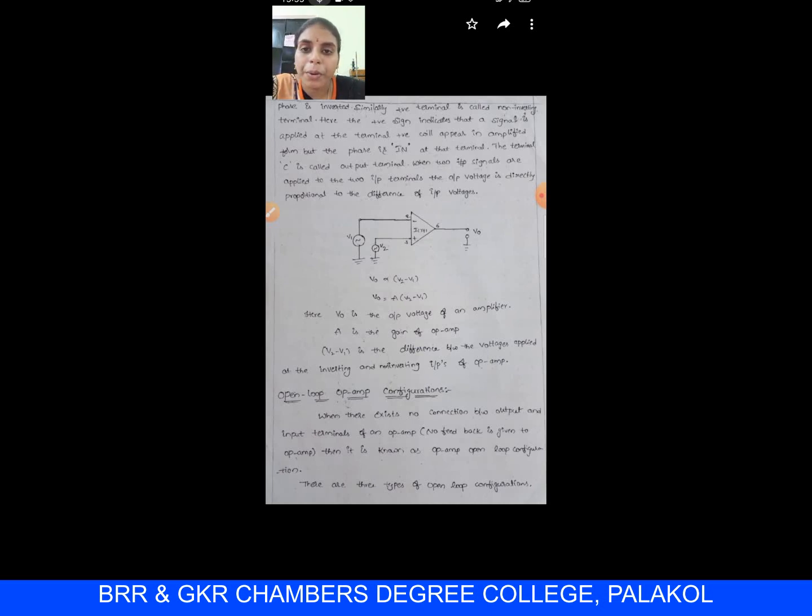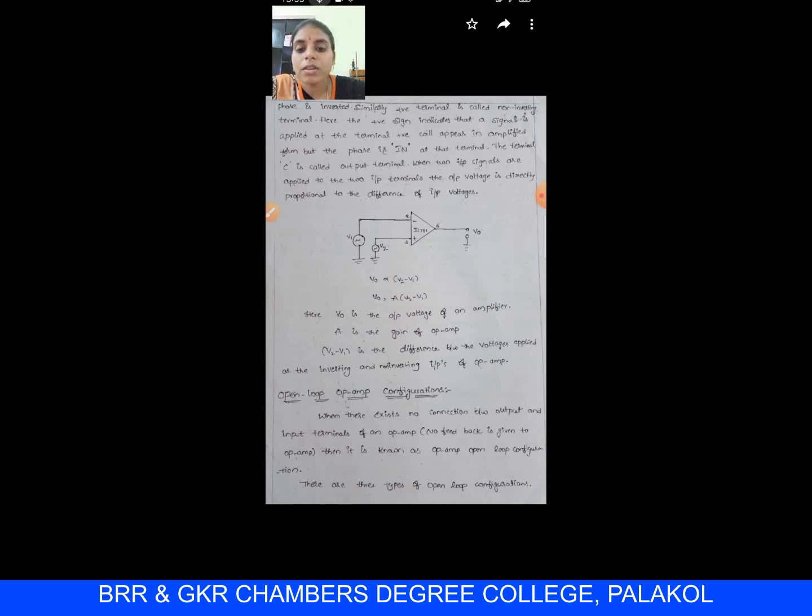When two different input terminals are applied at the inputs of an op amp, the output is V0 is equal to A into (V2 minus V1), where A is the gain of the amplifier. Next we discuss the configurations of an op amp. There are two types of configurations: the first is open loop configuration and the second is closed loop configuration. First we discuss open loop configuration.